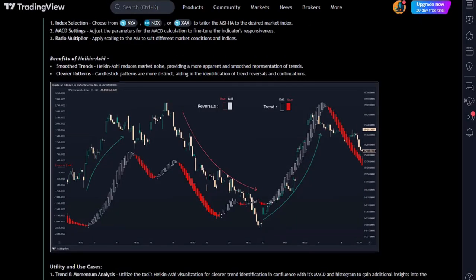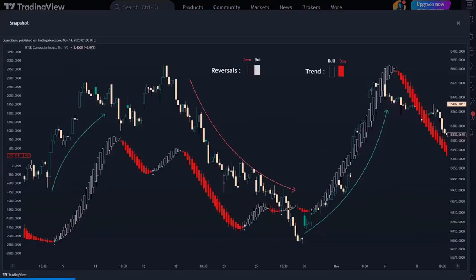What are the benefits of incorporating Heikin-Ashi? Well, it provides smooth trends by reducing market noise, giving you a more apparent representation of trends. Candlestick patterns also become more distinct, making it easier to identify trend reversals and continuations.